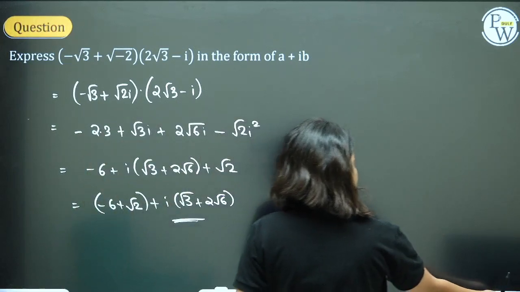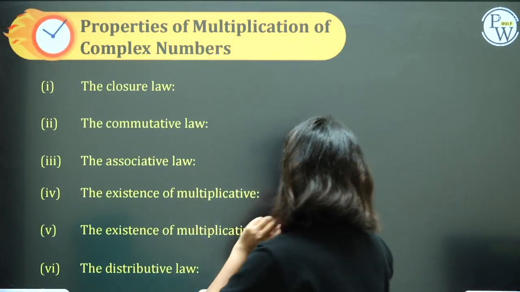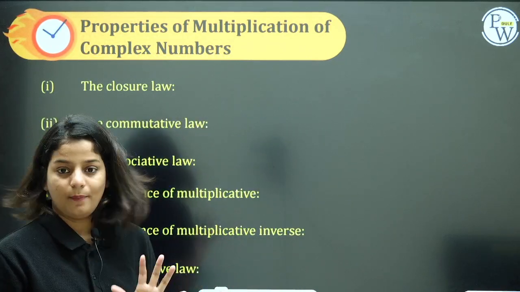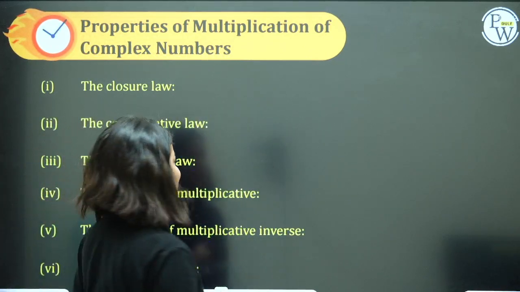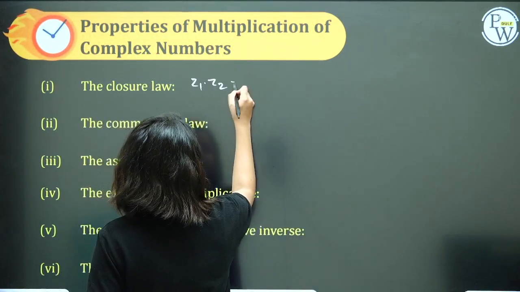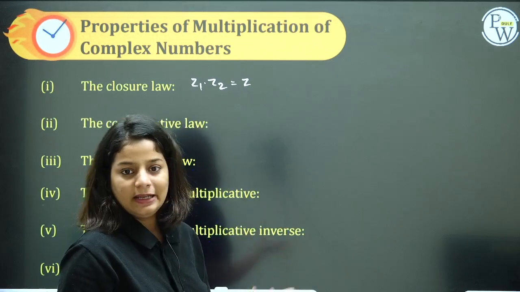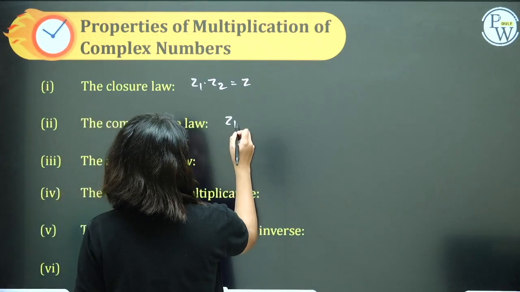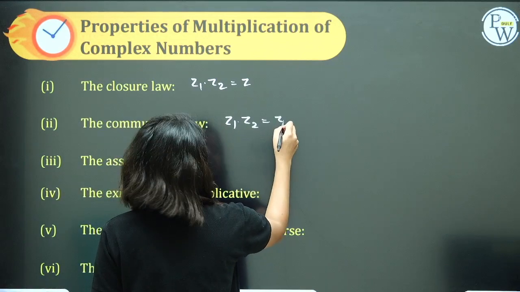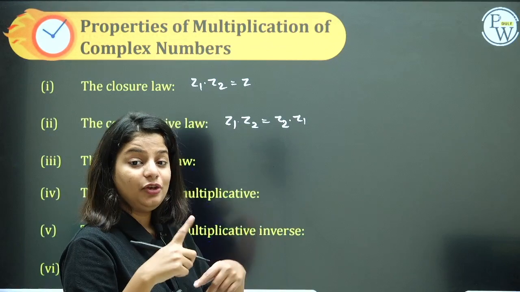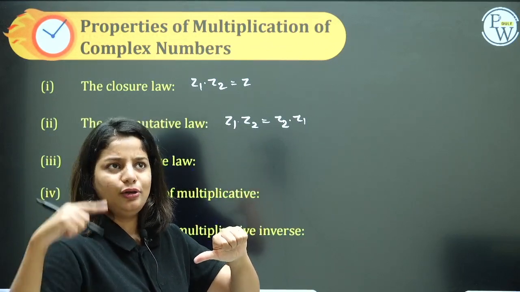Next question. Okay, the properties of multiplication of complex numbers. Only multiplication, not division, like only addition, not subtraction. Closure law: when you multiply any two complex numbers, you will get a complex number. Commutative, ordering: Z1 into Z2 is the same as Z2 into Z1. But in division, it won't be the same: Z1 by Z2 and Z2 by Z1 are different.